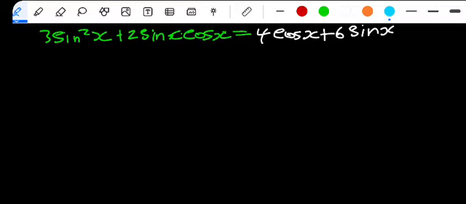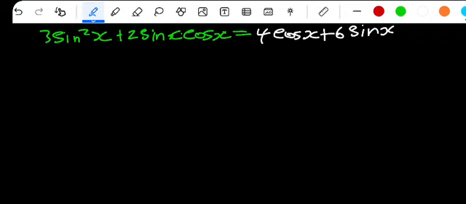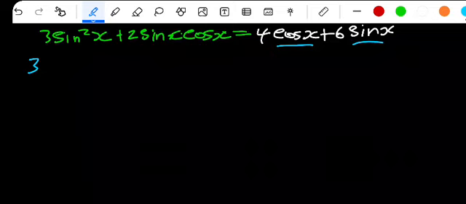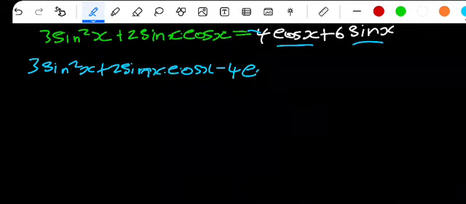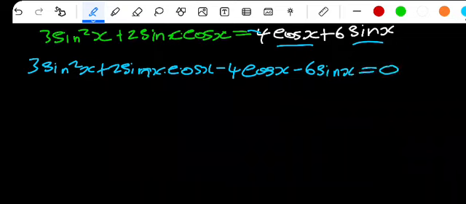Group the like terms, guys. As you can see, we have sine and cos terms, cos x and sine x. Group them and transpose to the other side. We have sine squared x plus 2 sine x multiplied by cos x, take this to the other side, minus cos x minus again 6 sine x. This will be equal to 0.